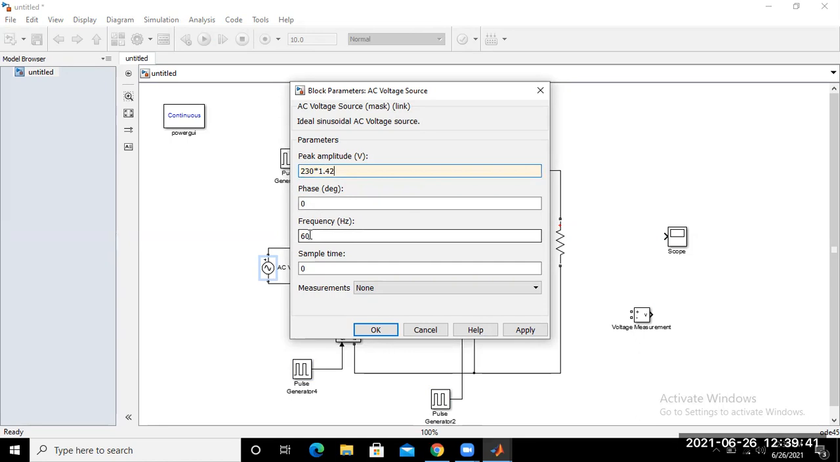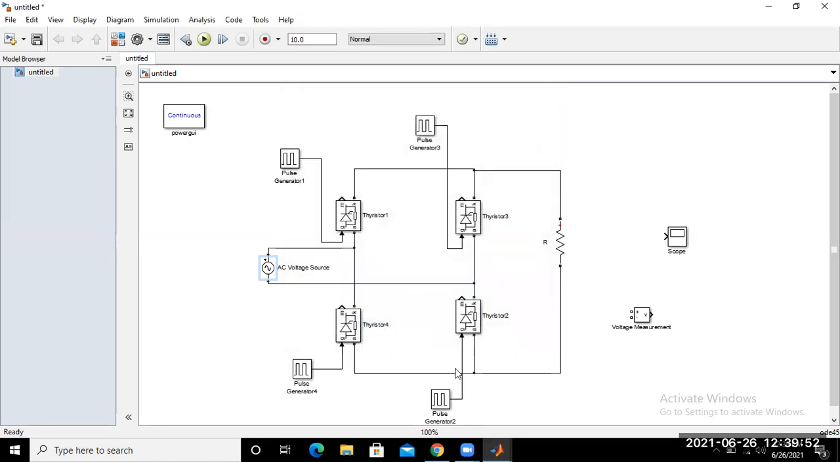You just put the value of the standard frequency, that means 50 hertz. Just put it here, apply, and okay. So this is all about the circuit. Now we only require to mention the pulse generator, how we can set the delay of the pulse, and we provide the generator to thyristor 1 and thyristor 2.